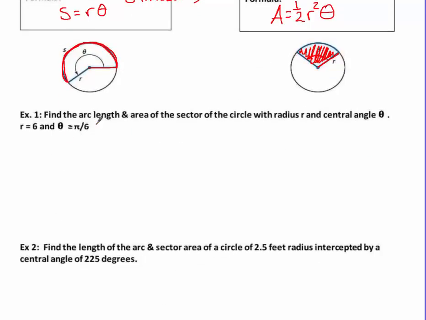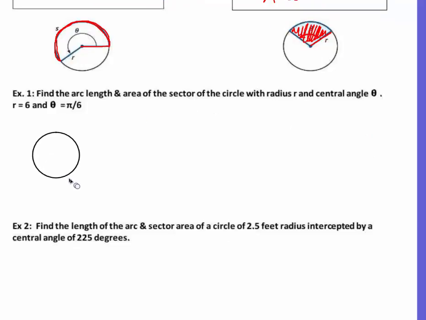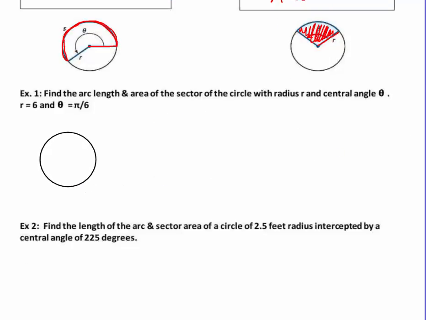Find the arc length and area of the sector of the circle with radius r and central angle theta. So we have a circle, and within that circle, we have a radius of 6, and we have an angle that opens, and that angle measurement is pi over 6 radians. We'll learn more about what that actually means as we move along. But we want to find the arc length. That means we want to find this distance from the initial side to the terminal side along the circumference of the circle. So arc length equals radius times theta.